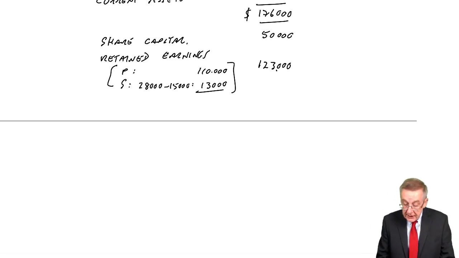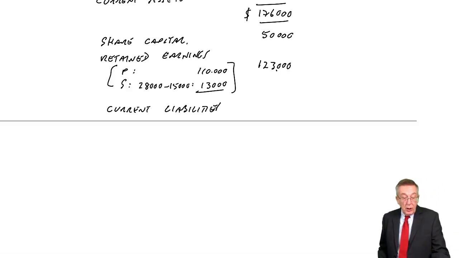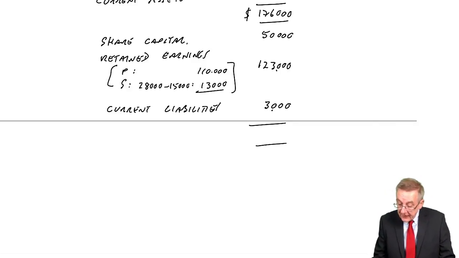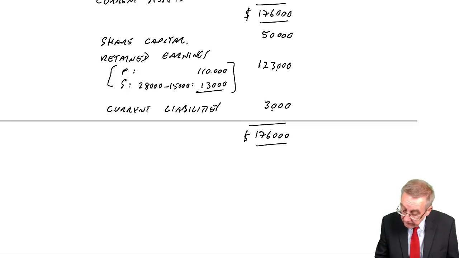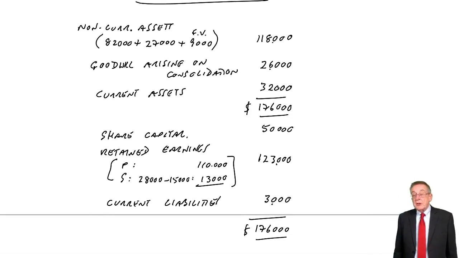Finally, the current liabilities add up as usual. Two in P, one in S, so a total of 3,000. Does it add up? 50, 176,000. Perfect. So a bit extra there.